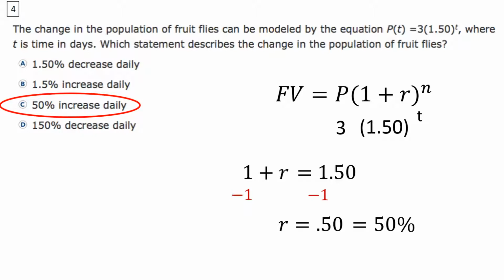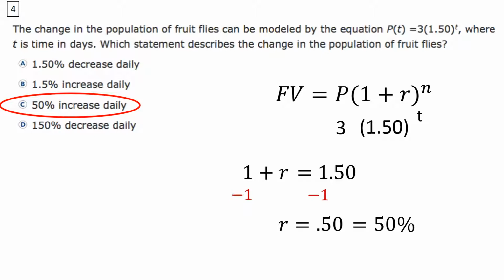It's also worth noting that since our base was bigger than 1, 1.50, it couldn't be a decrease. A decrease would be less than 1 for the base. So we already had it narrowed down between B and C. But yeah, it'd be really tempting to go with that B because 1.50 is 1.5, but not 1.5%. We need to remember that our base is 1 plus our rate, and we just have to subtract that 1.